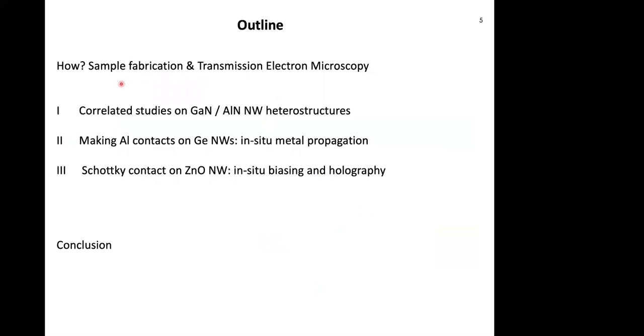Bringing me to the outline of my talk, first I will explain some words about the sample fabrication that we used and about the transmission electron microscopy technique that was employed, and then show you three different studies. First, this is a correlated study on gallium nitride, aluminum nitride nanowire heterostructures. Then I will show you some results where we make aluminum contacts on germanium nanowires using in-situ metal propagation. And finally, we study a Schottky contact on a zinc oxide nanowire using in-situ biasing and holography.